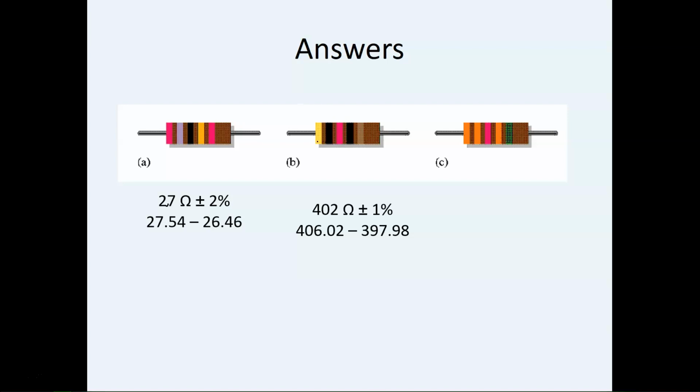Anyway, so looking at this guy, we had 402. That is correct. So we ended up with 406.02 and 397.98. And then lastly, 332 kilo ohms plus or minus 0.5% give us 333.66 kilo and 330.34 kilo. So I would say our answers are correct.